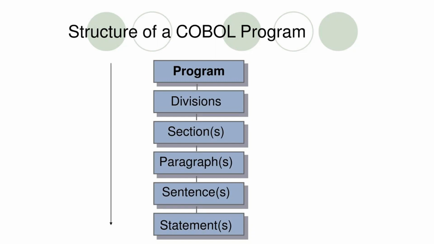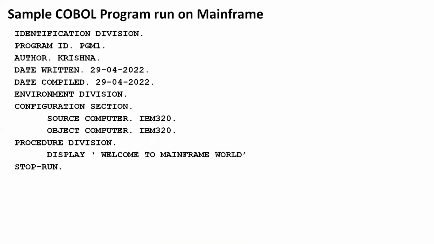For variable declaration we have a separate division and a separate section, only for variable declaration. For basic information, like you see here in the identification division, it has program ID, which means the program name. Author means who wrote that program, date written is when that program was written, and date compiled is when it was compiled. So that basic identifying information is present under the identification division.